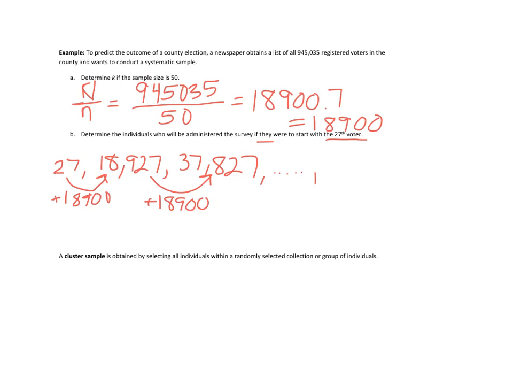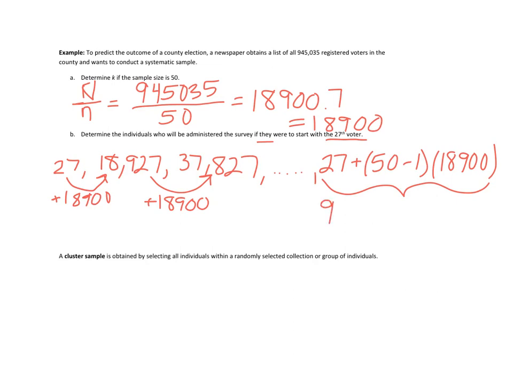Okay, and we're going to continue this until we get the 50th voter. And the 50th voter follows our formula from before. It's our P, where we're starting, plus n minus 1. So we're going to add 49 copies of K. And K is that 18,900. All right, so this is a nice little exercise in order of operations. So put that into your calculator. And the very last voter in our sample is going to be the 926,127th voter. All right, there you go.